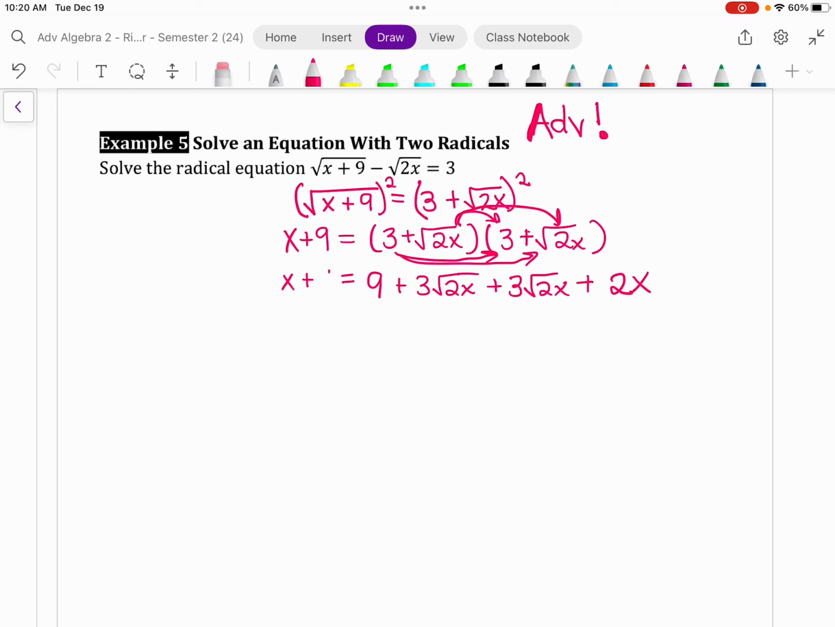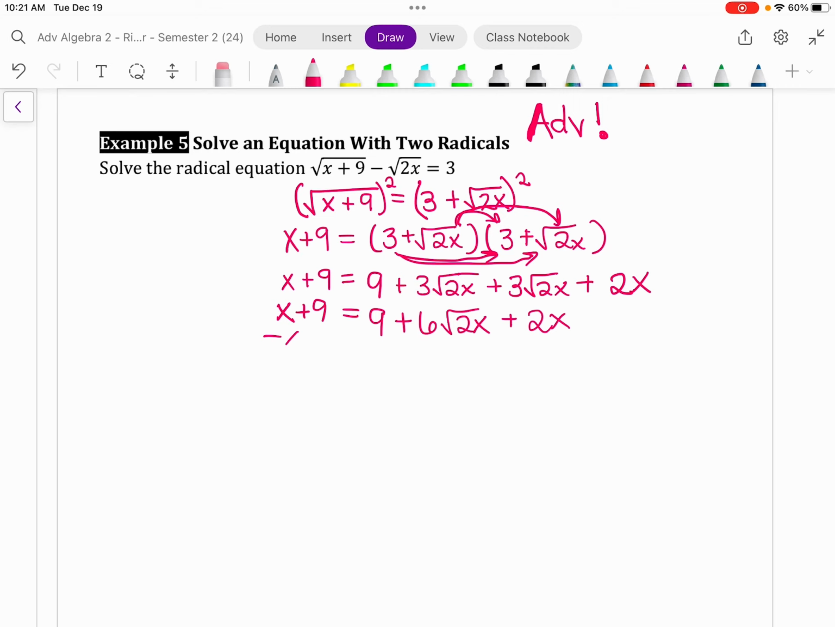Okay. That gives me 6 square root of 2x in the middle, because they are like terms. Then I have a 2x here. Then I have an x plus 9 over here. Just bringing all that down. Take a second. I know I'm kind of going fast. All right, let's see what we can combine.